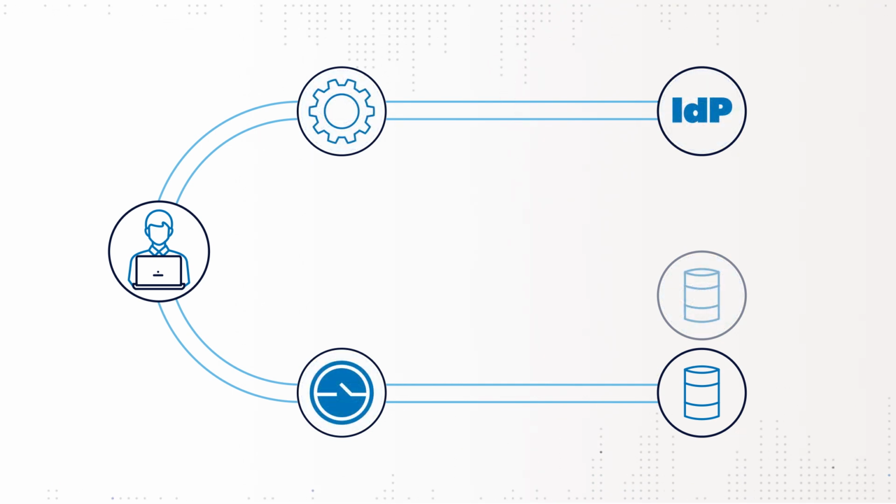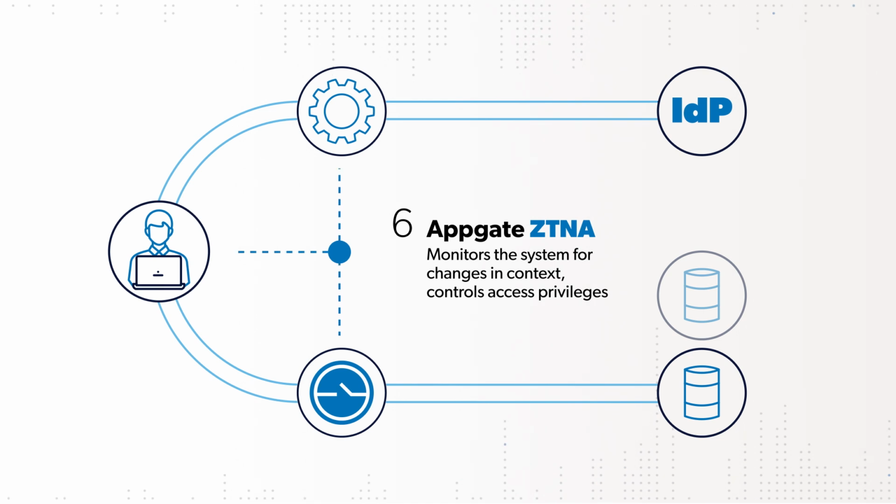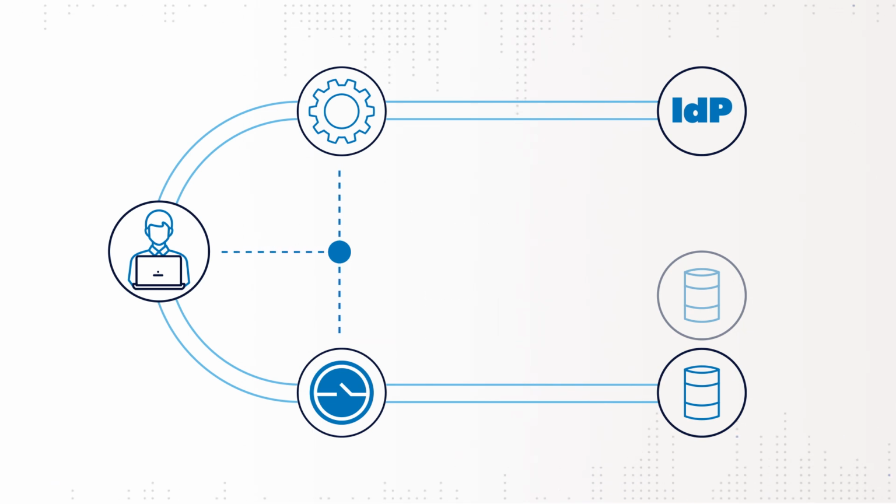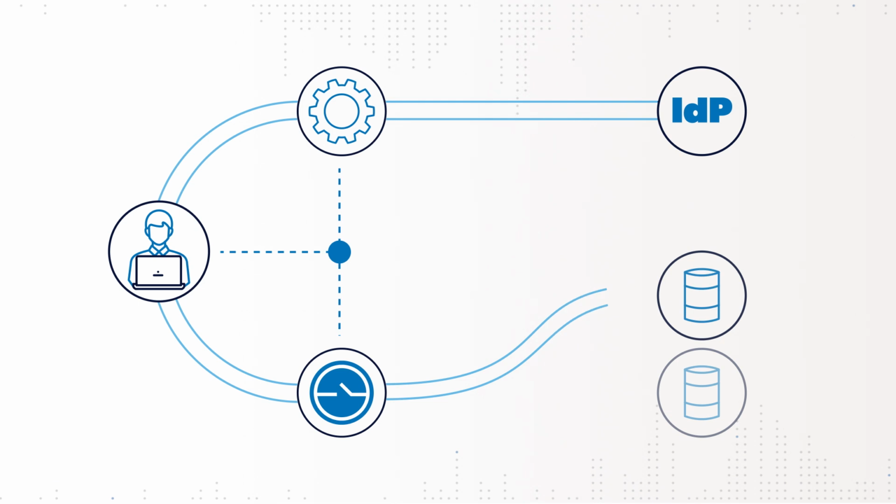Finally, AppGate ZTNA continuously monitors the system for changes in context and can adjust or revoke access privileges in near real time. It adjusts the segment of 1 based on this change in context. For example, if the user's role changes, they would lose access to one application and gain access to another.